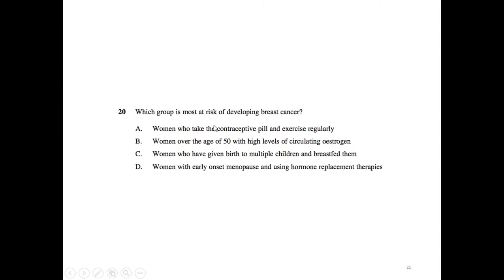And the last one here: which group is most at risk of developing breast cancer? Is it a woman who takes a contraceptive pill and exercises regularly? We know that can't be it. Contraceptive pill possibly, exercises regularly. We know that obesity is a risk factor for breast cancer, so that one's gone just by having that in the section there. B is women over the age of 50 with high levels of circulating estrogen.